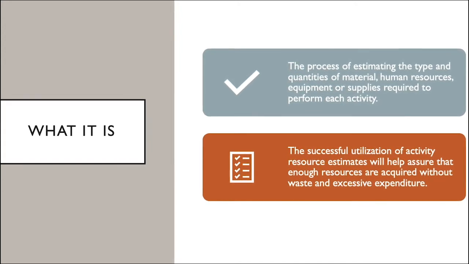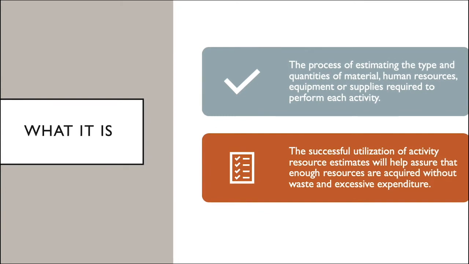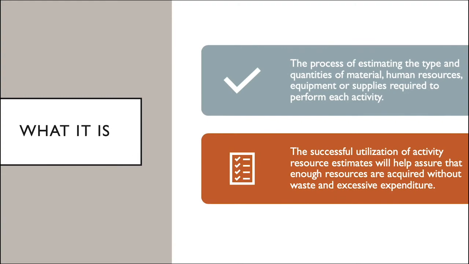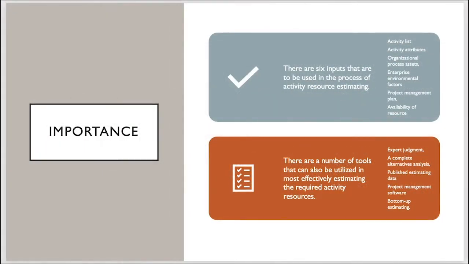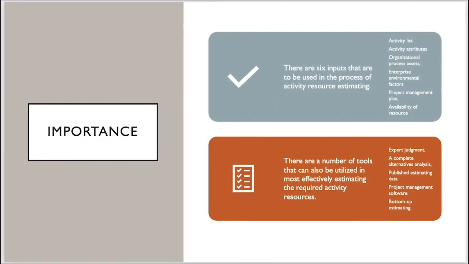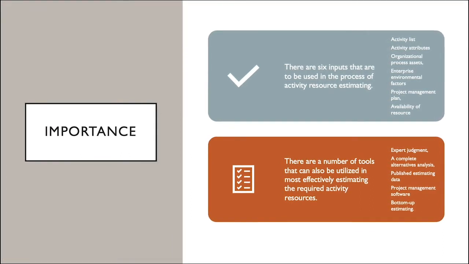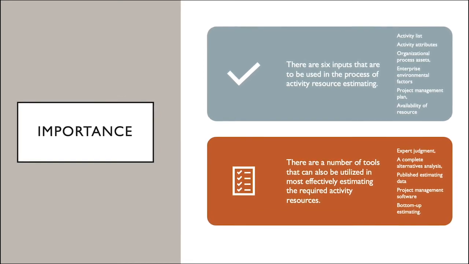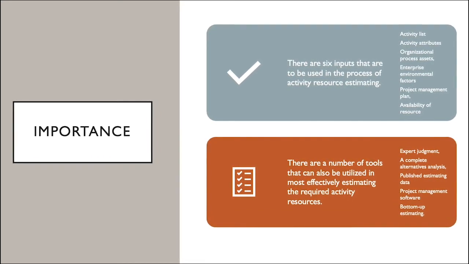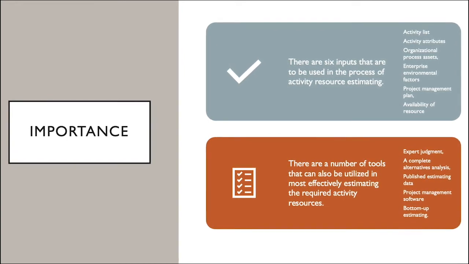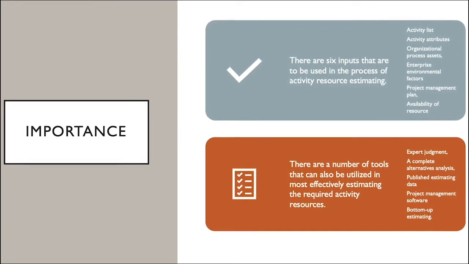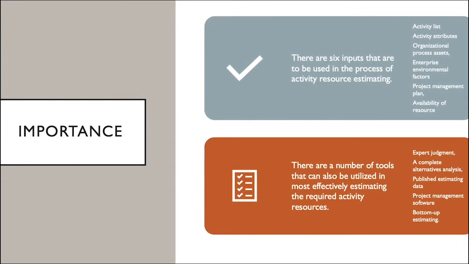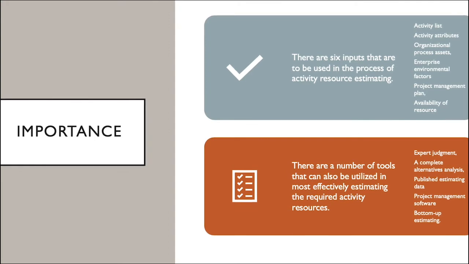The successful estimation of these resources will help assure that enough resources are being acquired without any waste of money or excessive expenditure. There are 6 inputs used in the process of estimating activity resources: the activity list, activity attributes, organizational process assets, and many more. There are a number of tools that can also be used effectively in estimating the resources required, like expert judgment, published estimating data, project management software, and much more.